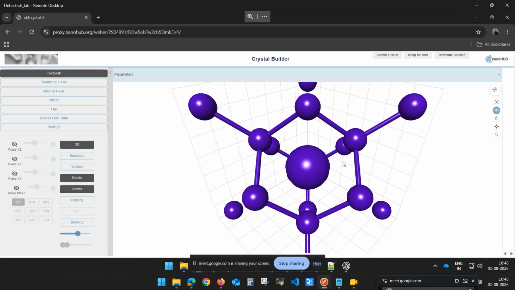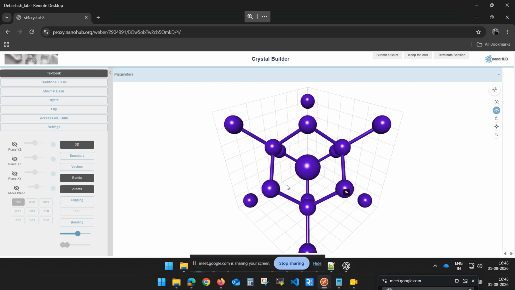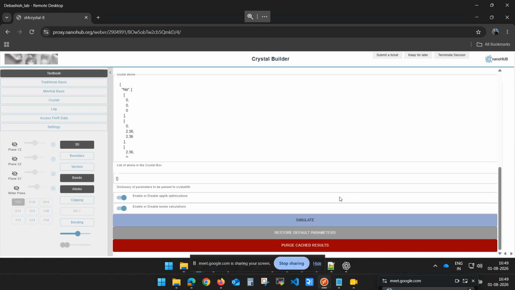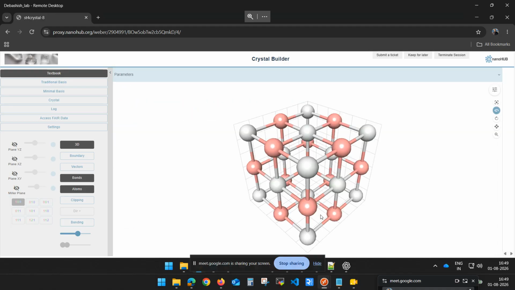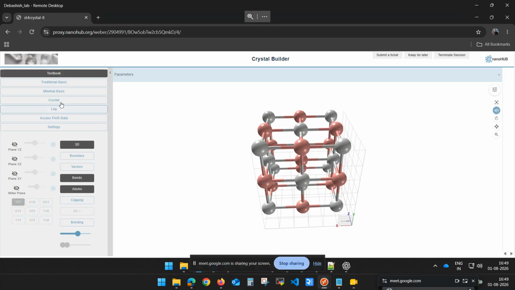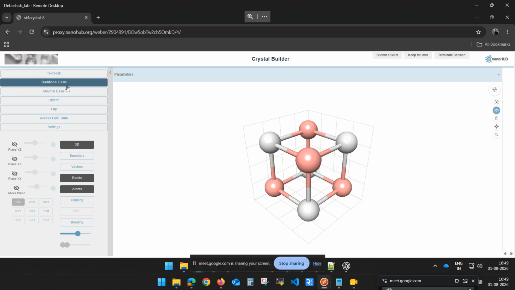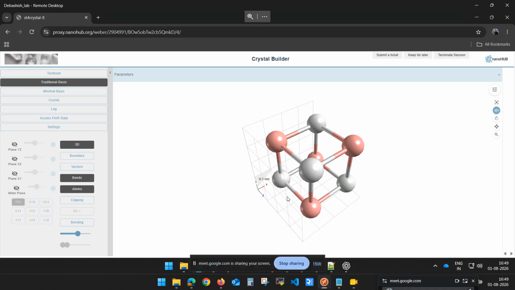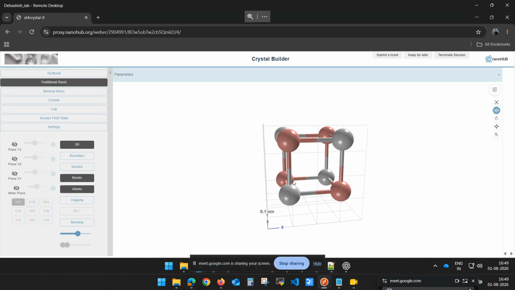Okay. So this is your crystal viewer. Okay. So let's start with a simple cubic. Okay. So what are these? So we have rock salt. Rock salt is your simple cubic. Fine. Let's try to simulate. Let's try to go for the textbook basis. Okay. So can you see? Yes, this is your simple cubic structure. Fine.